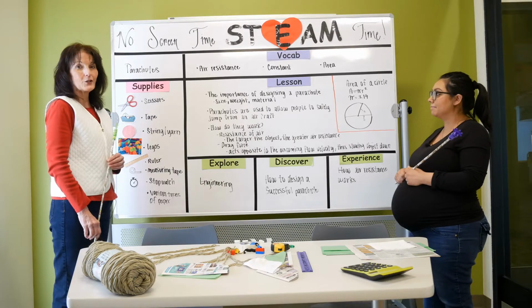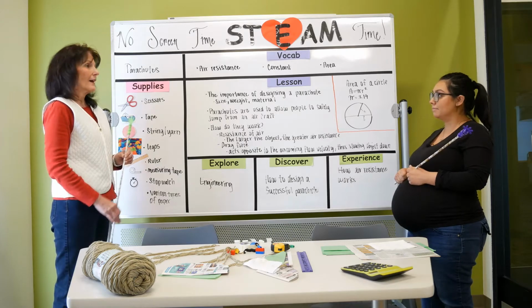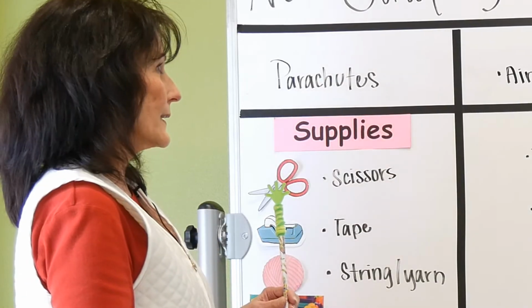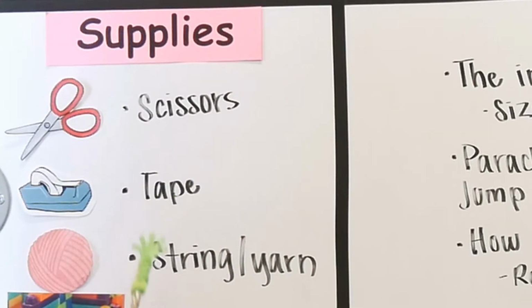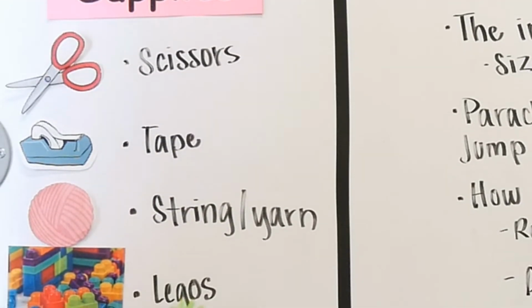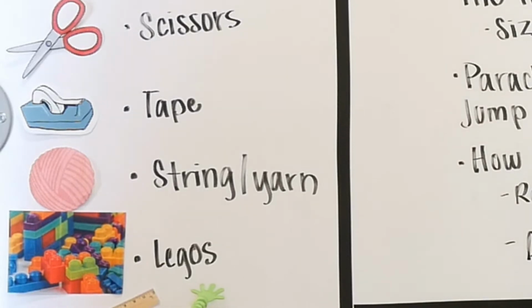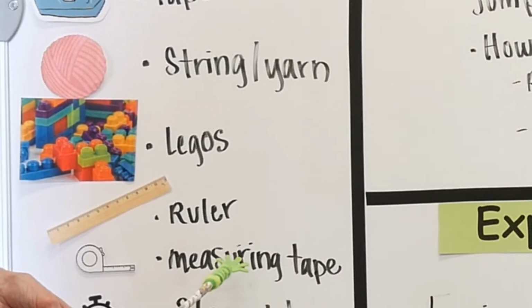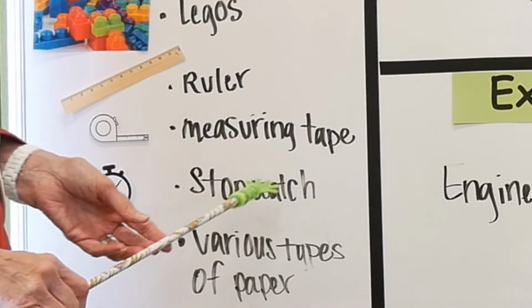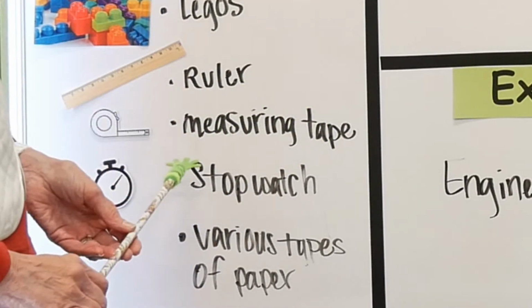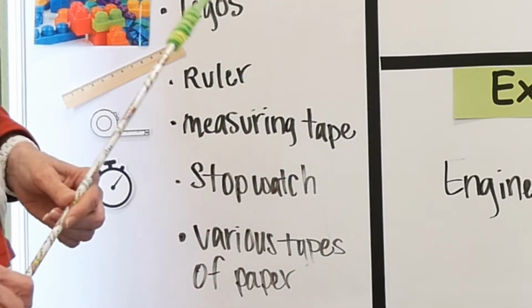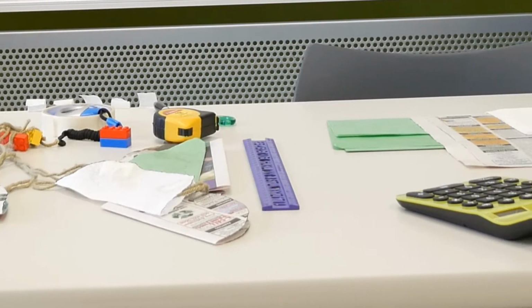Okay, and today we are making parachutes, and the supplies you will need are scissors, tape, string or yarn, Legos, any shape. If you have the little Lego men, they'll work really cute with this. A ruler, measuring tape, a stopwatch if you have it, or you can always use someone's phone. They usually have a stopwatch on them, and various types of paper. Yes, as you can see, we have a ton of different ones here.